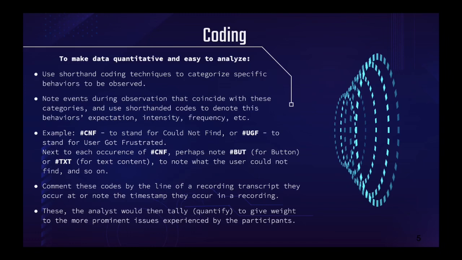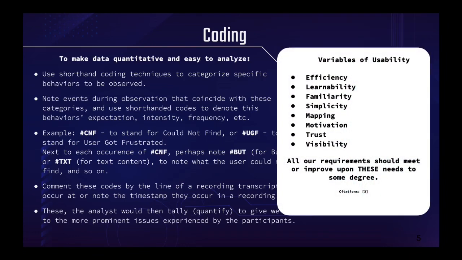To bring all the data together, make sure the categories of your data all correspond to a variable of usability as taught by Brother Helfrich: efficiency, learnability, familiarity, simplicity, mapping, motivation, trust, and visibility. Every piece of data we collect should help address one of these variables of usability, as they represent core needs in the system's design. If it's been a while or you have not yet taken CS 371, visit with Brother Helfrich for more information about these.